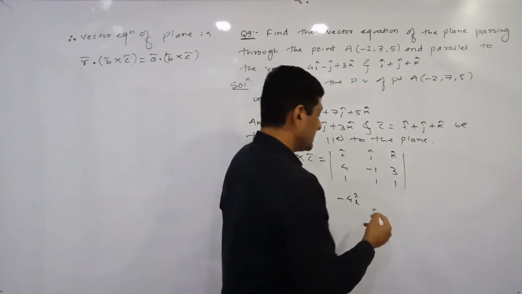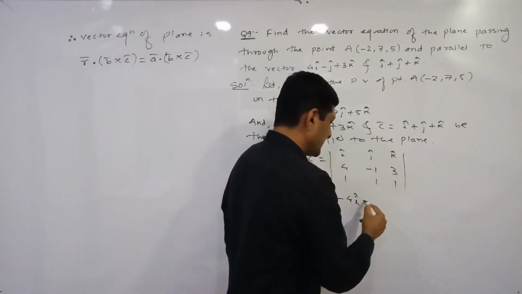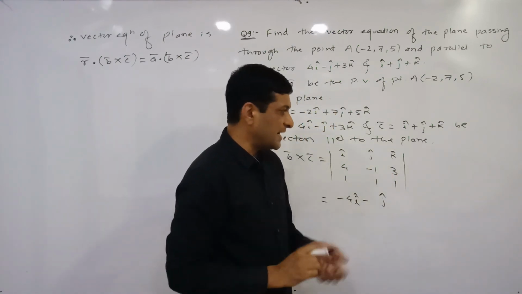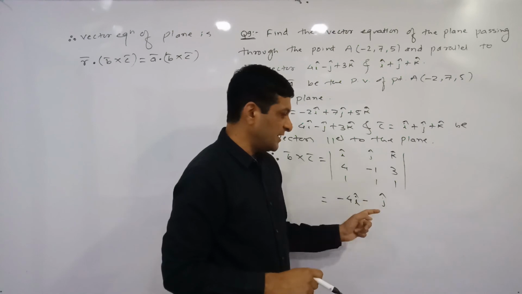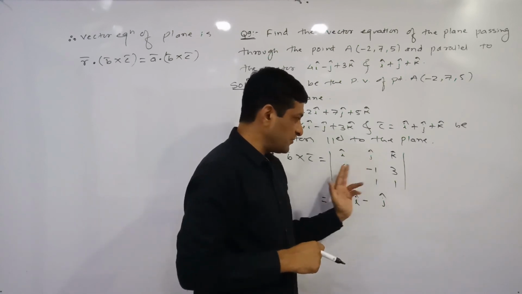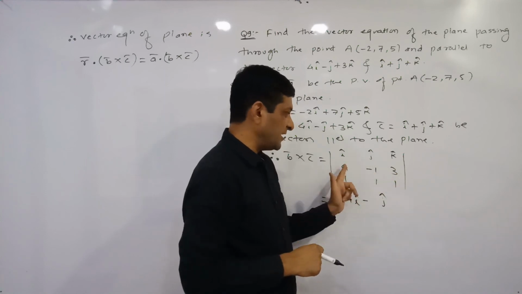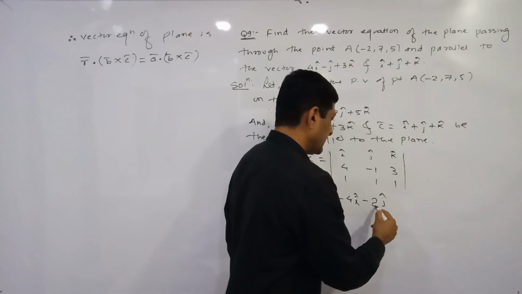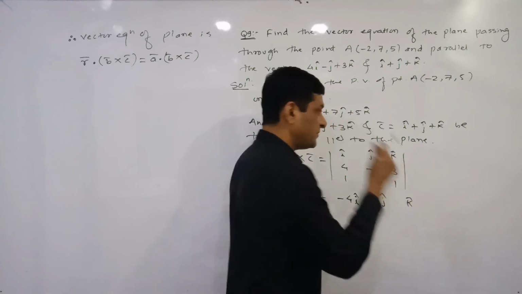Then find the coefficient of J cap, minus J cap. So here plus J cap is there, so we are writing minus J cap. Delete this column. Let us find the coefficient of J cap here. So here we are finding the determinant of these 4 elements. 4 minus 3, 4 minus 3 is how much? 2.